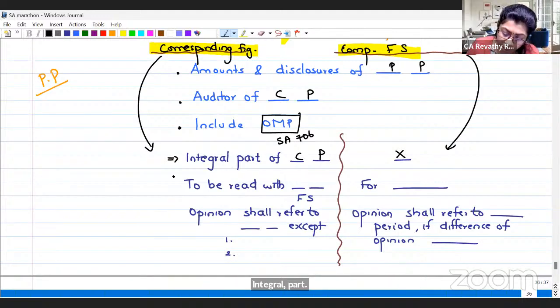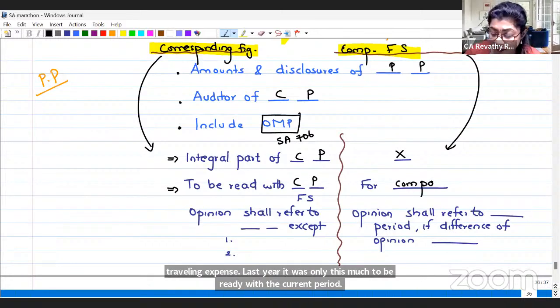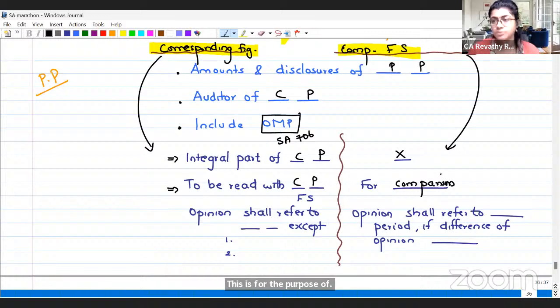Why are you including this? Why corresponding figures? Only the current year traveling expense. Last year it was only this much, to be read with the current period. This is for the purpose of comparison, like a trend. Here my opinion will refer only to the current period, except in two cases.